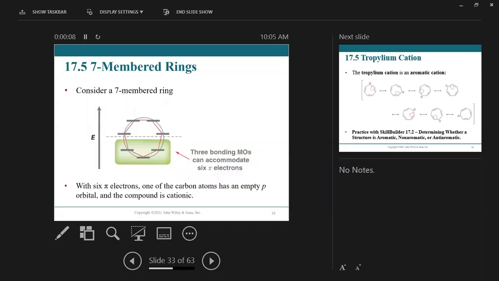Right, so we are recording. So we left off on, we are continuing chapter 17. We left off on slide 32, so we're going to continue on to slide 33.